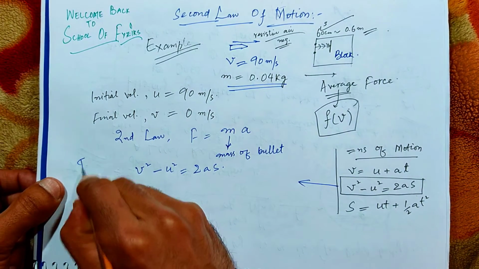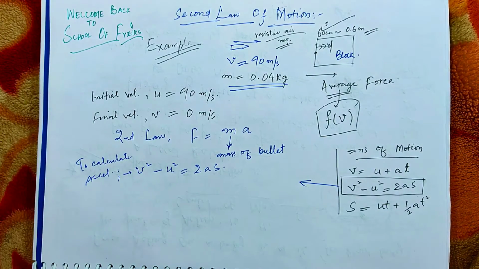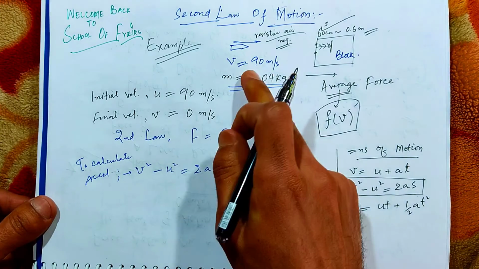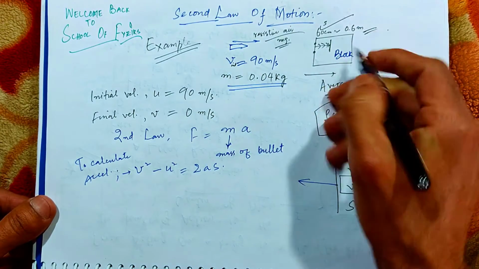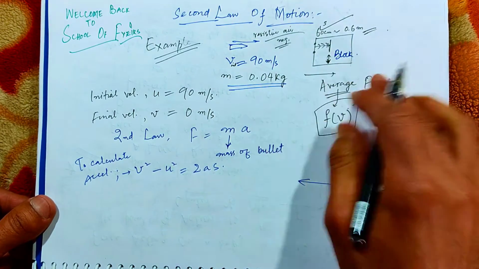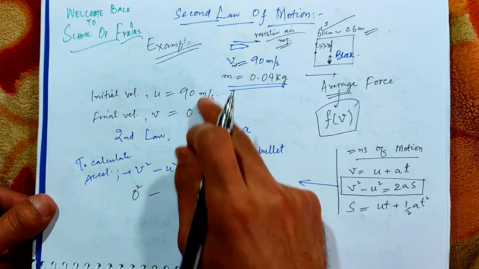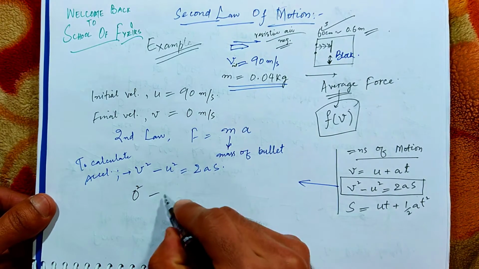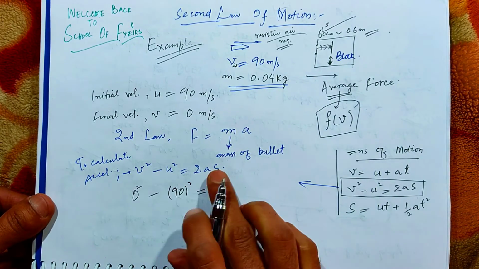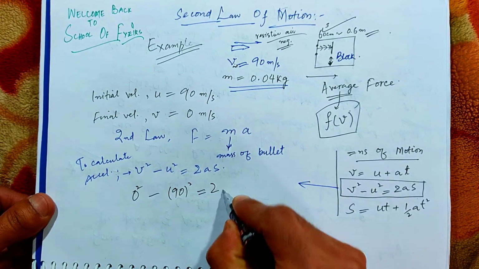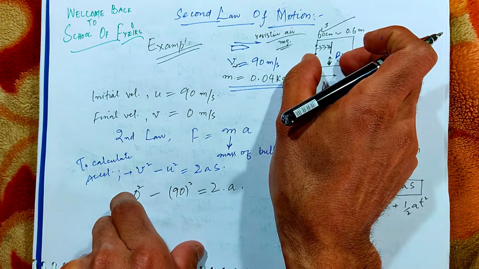Fine. So to calculate acceleration, use this. Here v is our final velocity, and this was the initial. The final velocity, upon stopping the bullet, is 0. So 0 squared minus the initial velocity of 90 meters per second squared is equal to 2as, 2 times the acceleration, which we have to calculate, and the distance the bullet penetrates into the block upon hitting the block. How much distance is covered?